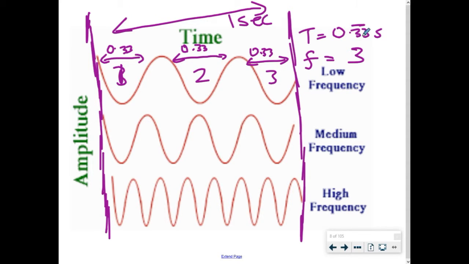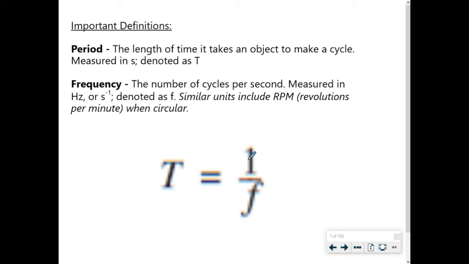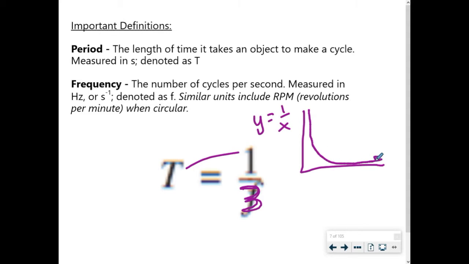These two numbers right here are linked by what's known as the reciprocal relationship, which is back here. A period is always 1 over a frequency. And so if your frequency is 3, then your period is 1/3. For those of you who've done this in your math class before, this is the graph of y equals 1 over x. And it kind of looks like this right here, where if x is 3, y is 1/3.